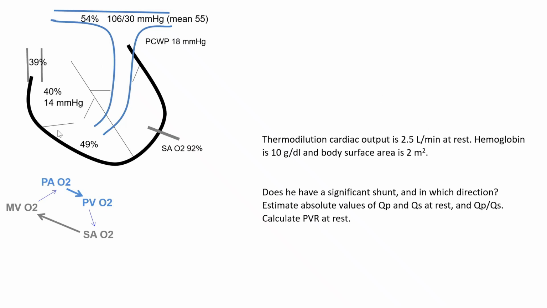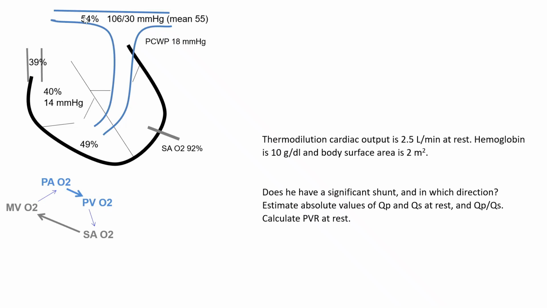Not QP/QS. Again, QP/QS tells you where is the net shunt. Is it predominantly left to right or right to left? That's all QP/QS tells you. It's predominantly left to right in this case, 1.2 ratio. But if you want to tell, well, how severe is it or not in each direction, use the degree of step up and step down.